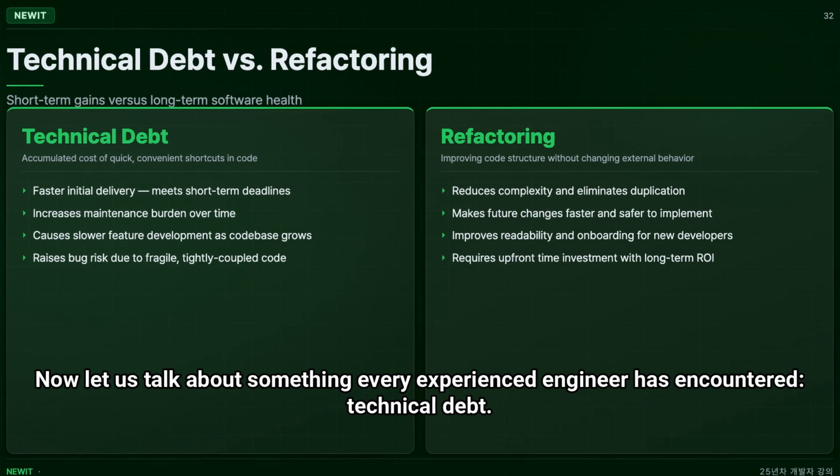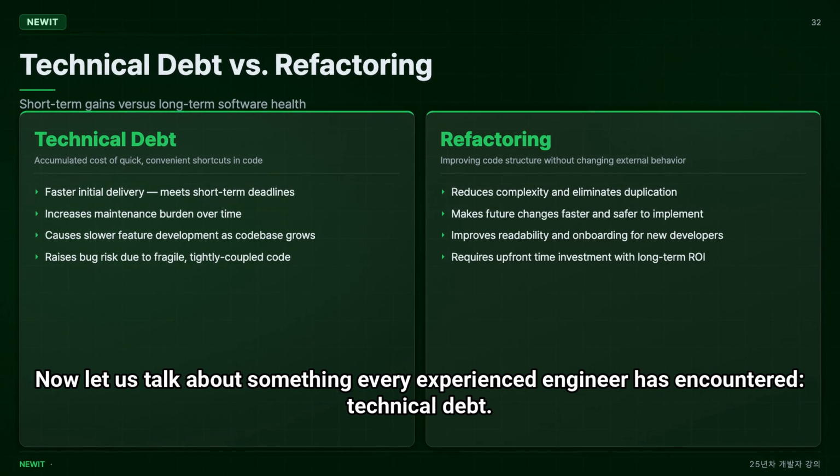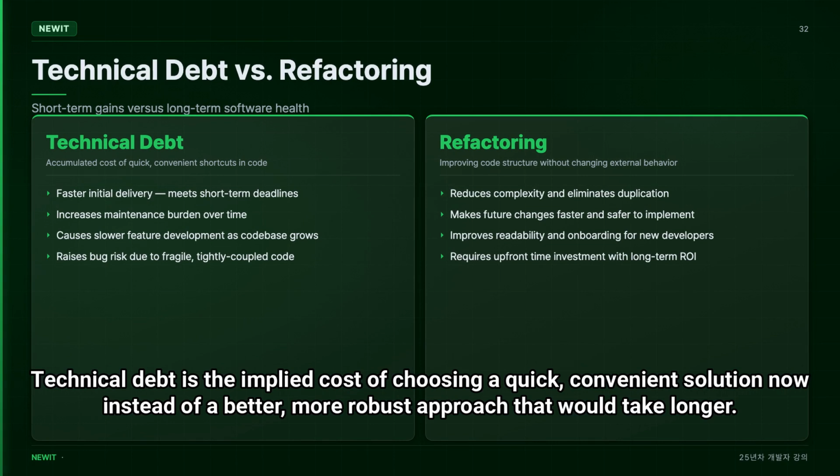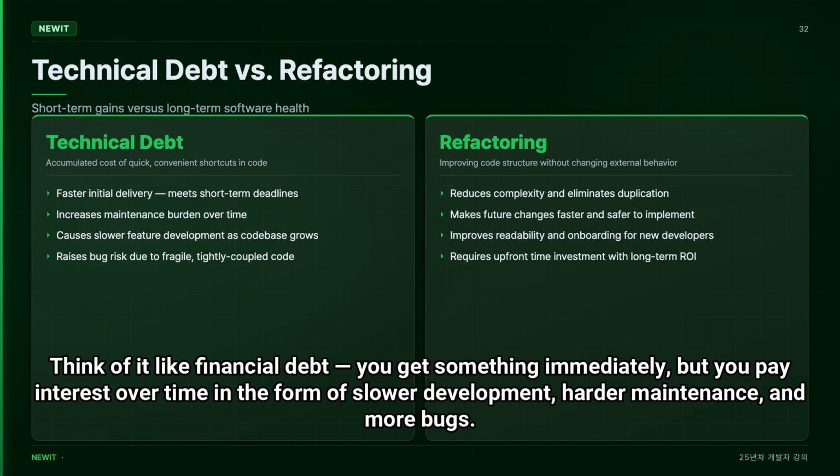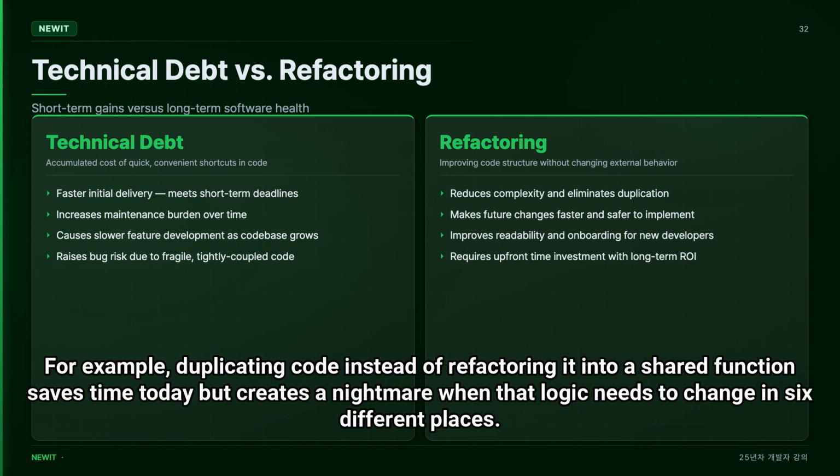Now let us talk about something every experienced engineer has encountered: technical debt. Technical debt is the implied cost of choosing a quick, convenient solution now instead of a better, more robust approach that would take longer. Think of it like financial debt. You get something immediately, but you pay interest over time in the form of slower development, harder maintenance, and more bugs. For example, duplicating code instead of refactoring it into a shared function saves time today, but creates a nightmare when that logic needs to change in 6 different places.